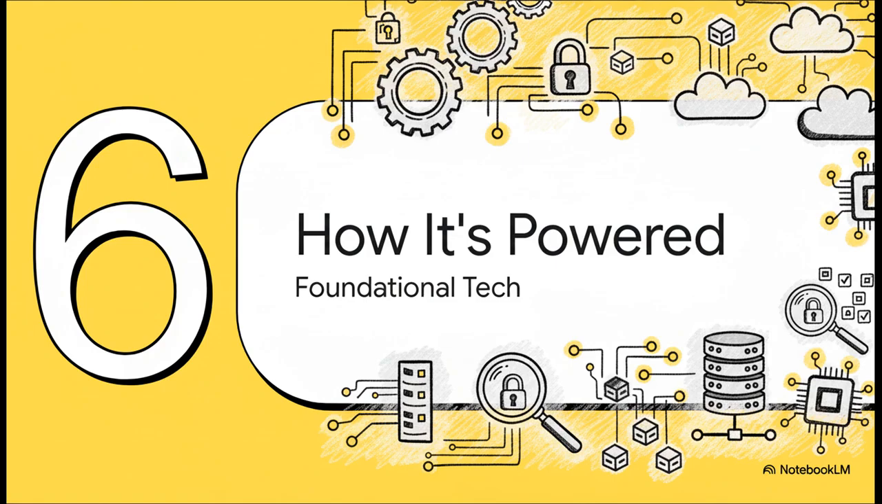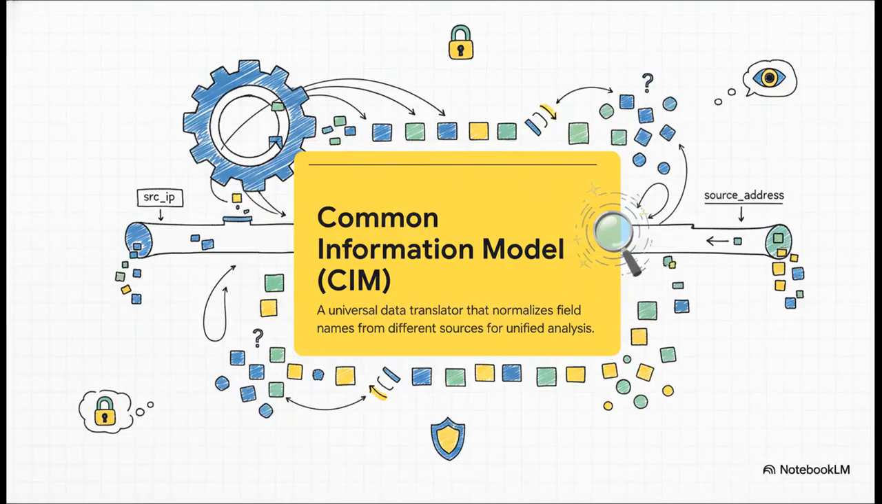All right, so we've seen what it does, but how does it actually pull all this off? Let's pop the hood real quick and look at the key technologies that make this whole thing possible. The absolute secret sauce to all of this is something called the Common Information Model, or CIM. The best way to think of it is as a universal translator for all your security data. You see, every tool has a different name for the same thing. One firewall log might call a source IP src_IP, while another calls it source_address. CIM fixes that. It standardizes everything.